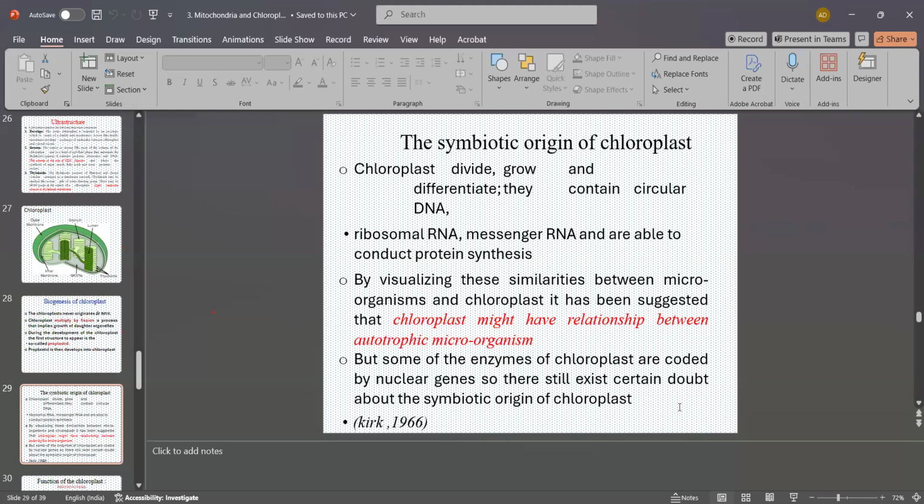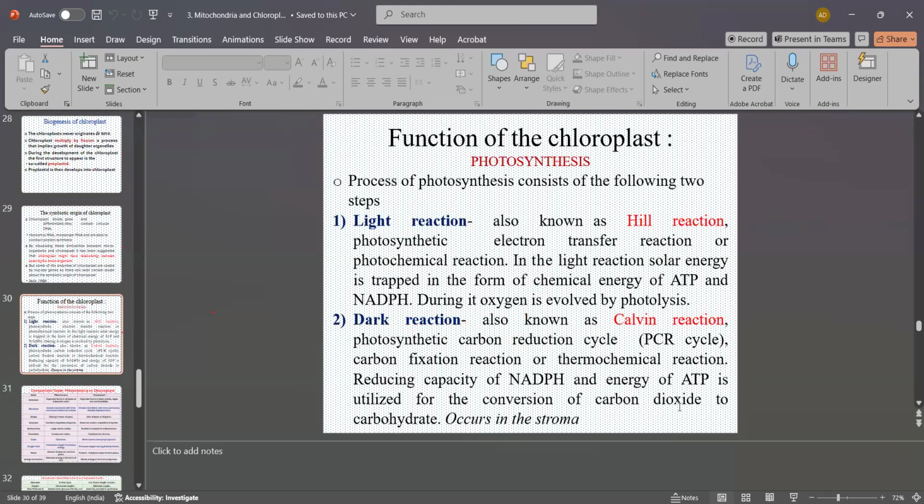So there still exists certain doubt about the symbiotic origin of the chloroplast. This is also one type of research reported by Kirk in 1966. Then what is the total important structure: outer lamella, thylakoids, granithylakoids, stromathylakoids, and that is the parts of the chloroplast.